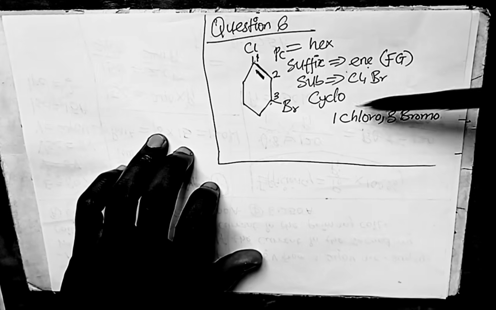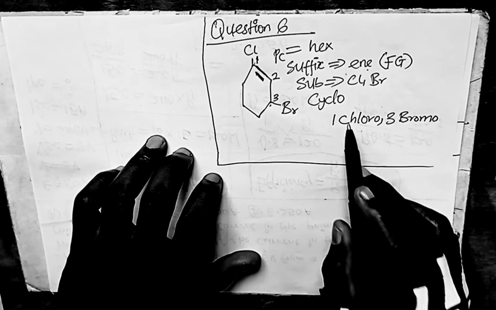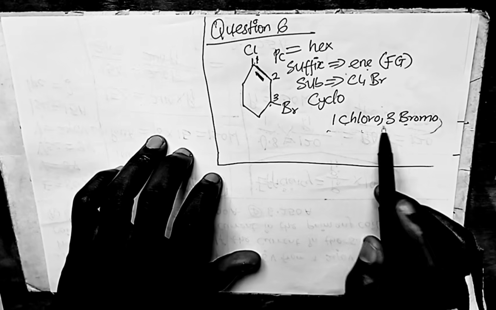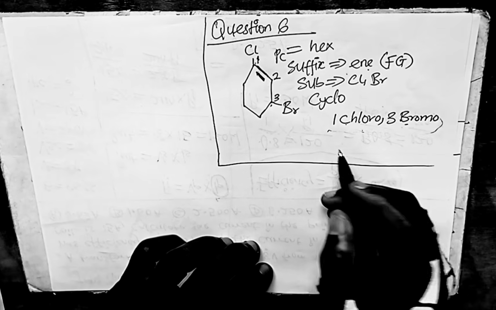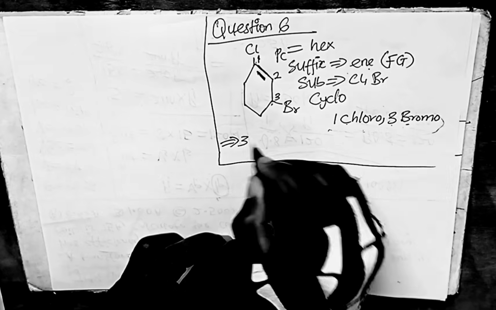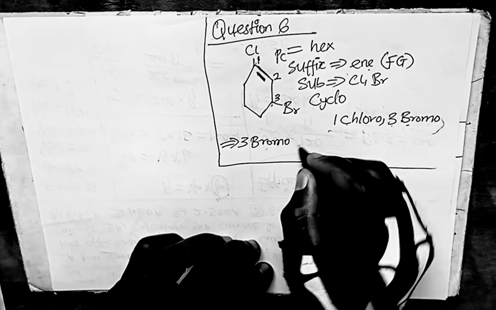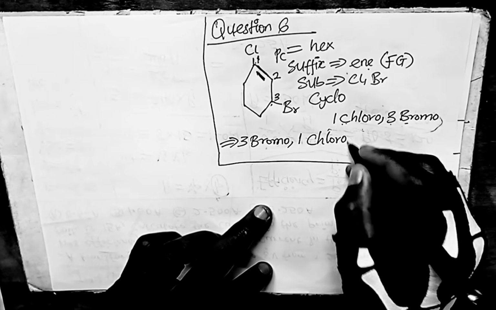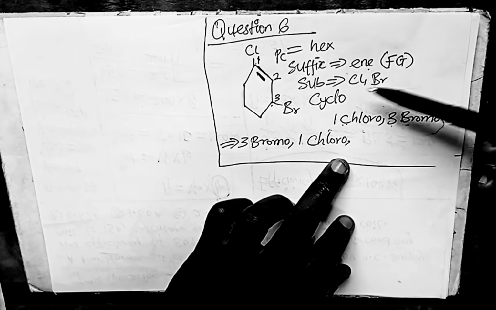Since we now have everything, we have to arrange it. Remember, alphabetical order. We are still working on the prefix. C and B, which comes first alphabetically? It's B. A, B, C. Okay, B. So we are going to do 3 bromo, comma. The next is C, which is 1 chloro, comma. Then what is the next?